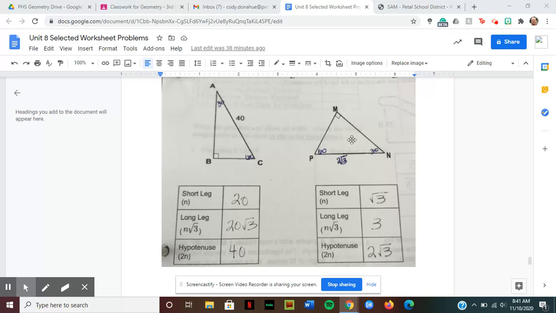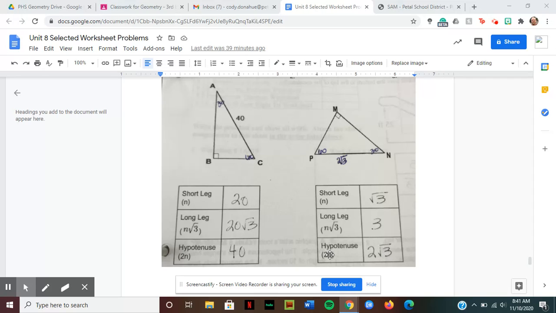Let's look at another one. Okay, so another one, don't get confused if they change the orientation of this thing. I know that this angle right here, angle M, is still my right angle, so it's still going to be across from my hypotenuse. And the length that I'm given for my hypotenuse is 2 times root 3. So I can fill that in right there.